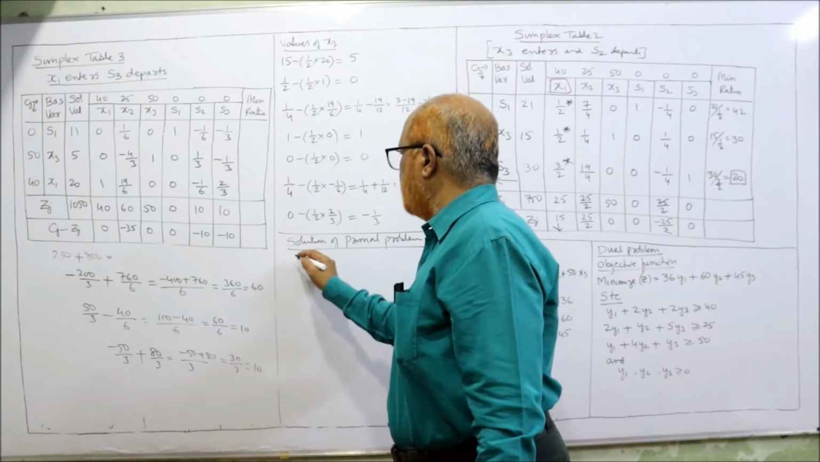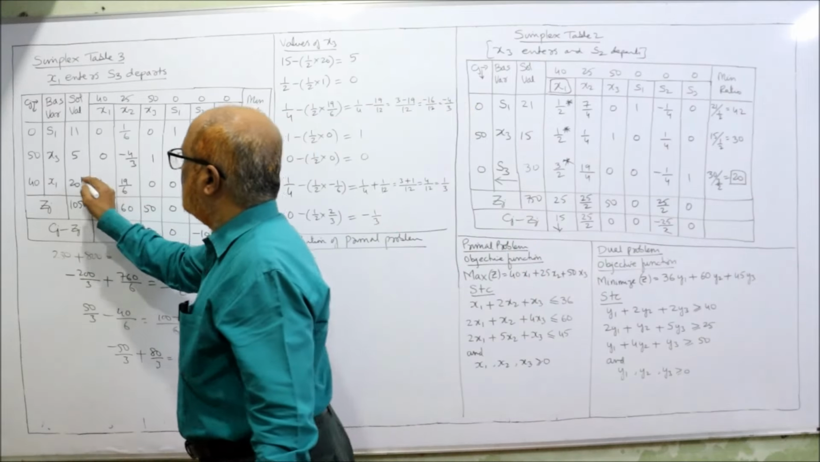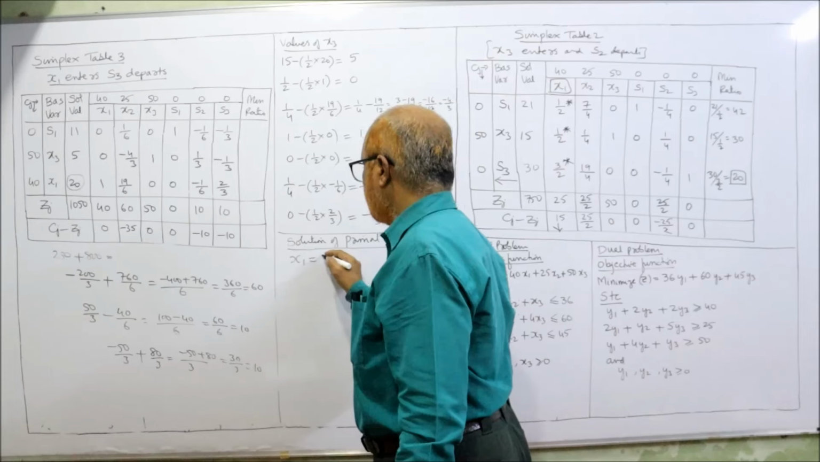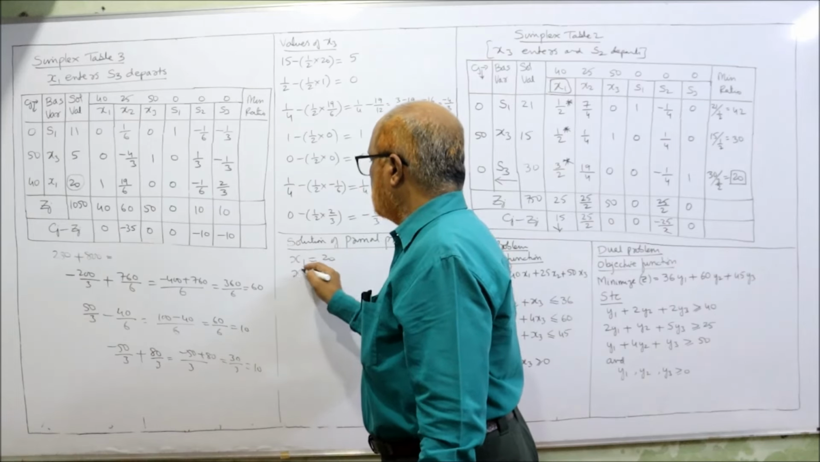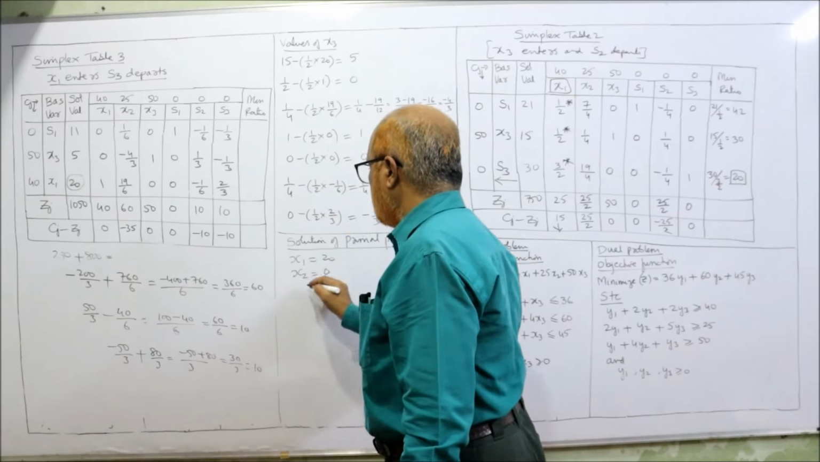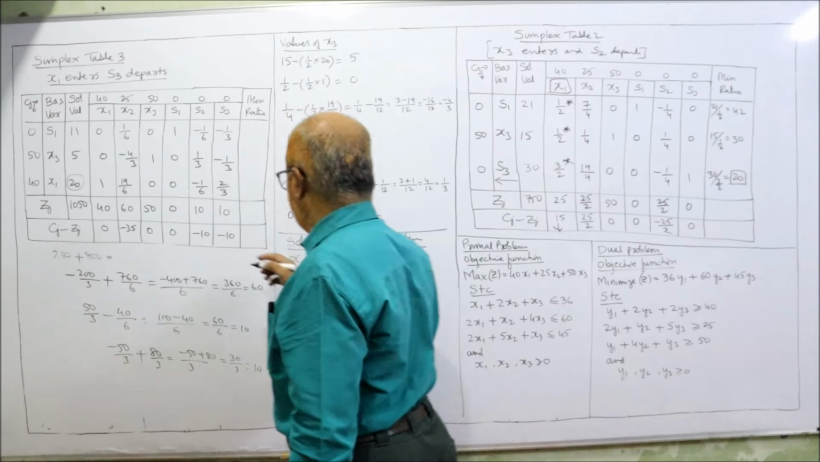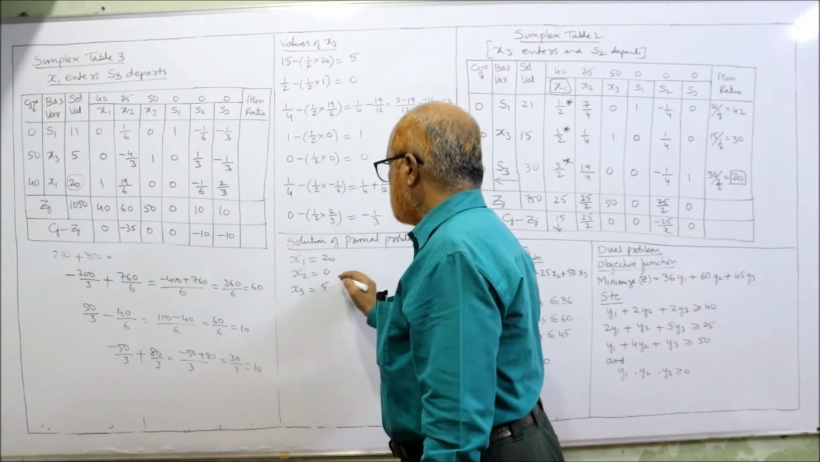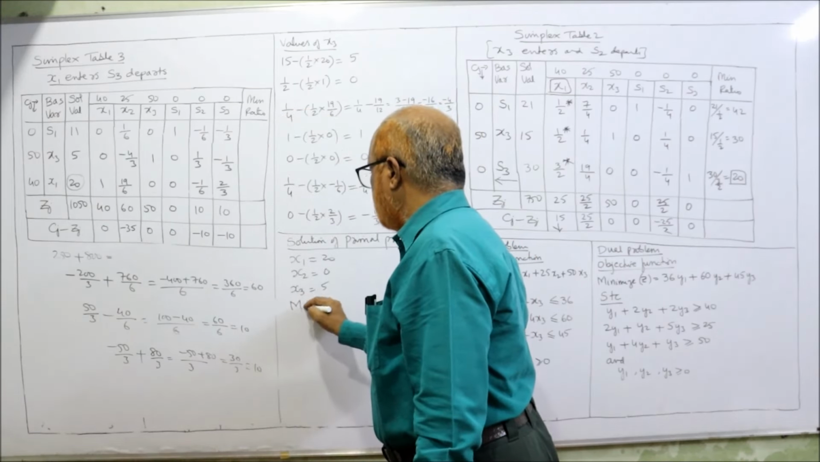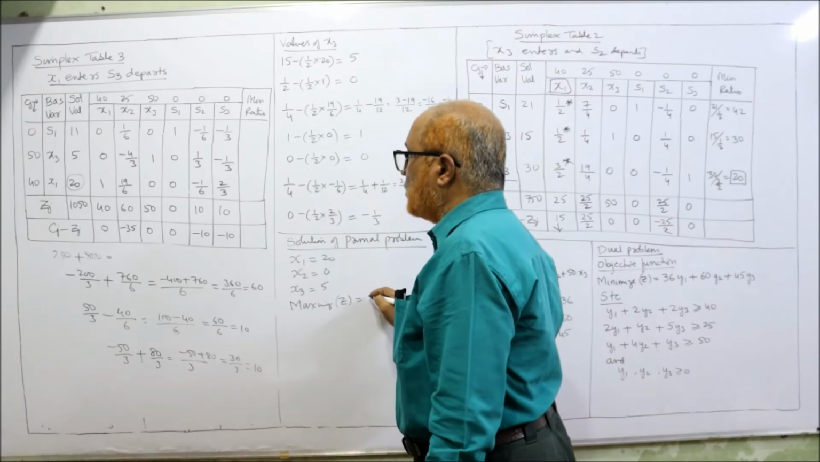Solution of primal problem is x1 is equal to, what is the value of x1 here? 20. X2. Do we have the X2 in the solution? No X2. 0. And X3. How much is the X3 value here? 5. And maximum Z. Maximum Z is equal to 1050.